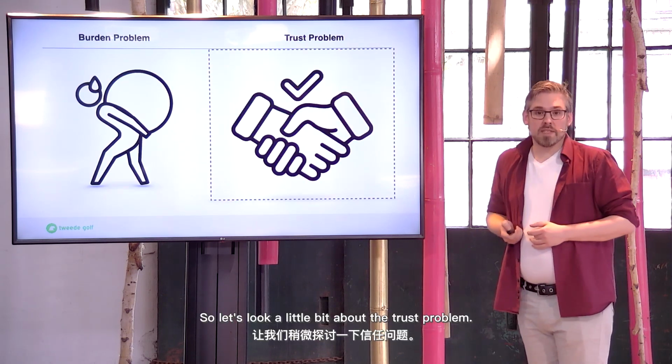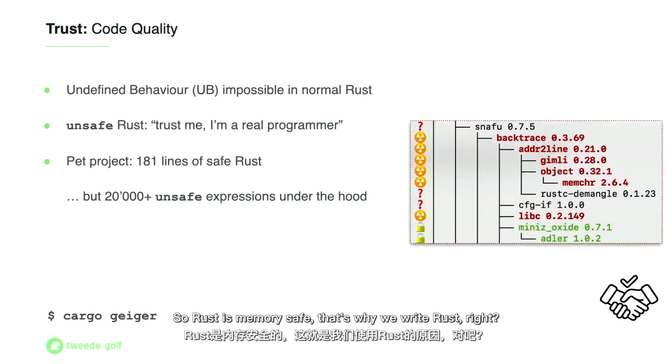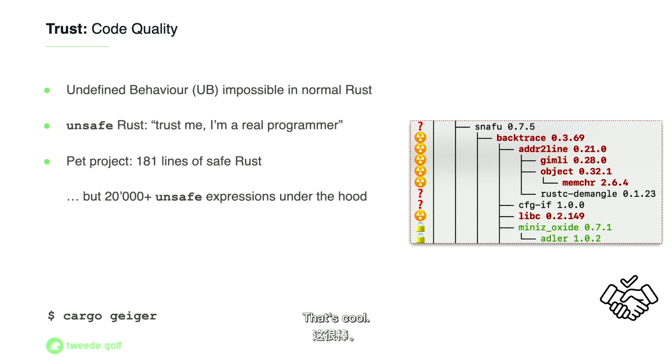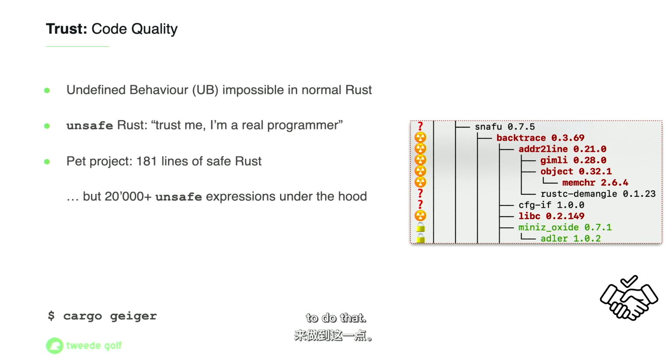So let's look a little bit at the trust problem. So Rust is memory safe. That's why we write Rust, right? That's cool. Of course, there's also something called unsafe Rust, and then it's no longer the compiler that guarantees that there's no undefined behavior, but the programmer. You have to trust the programmer to do that.